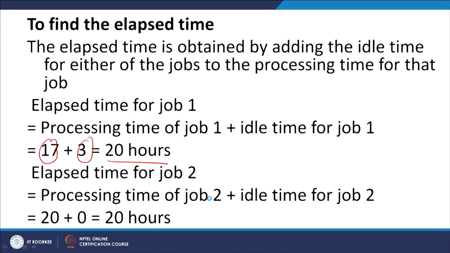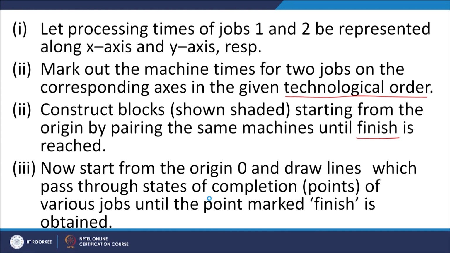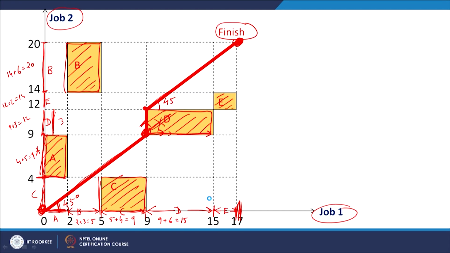So, this means that we have the elapsed time for job 1 and job 2 as 20 hours each. Now, if you look at this graph, we have the finish at 17 hours over here and 20 hours over here.